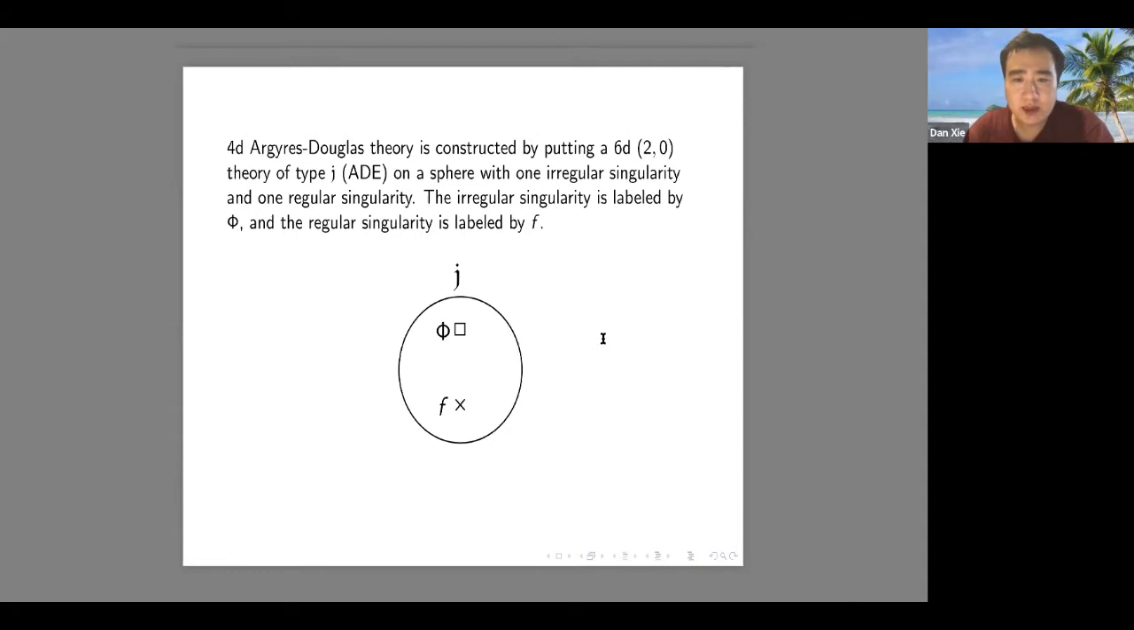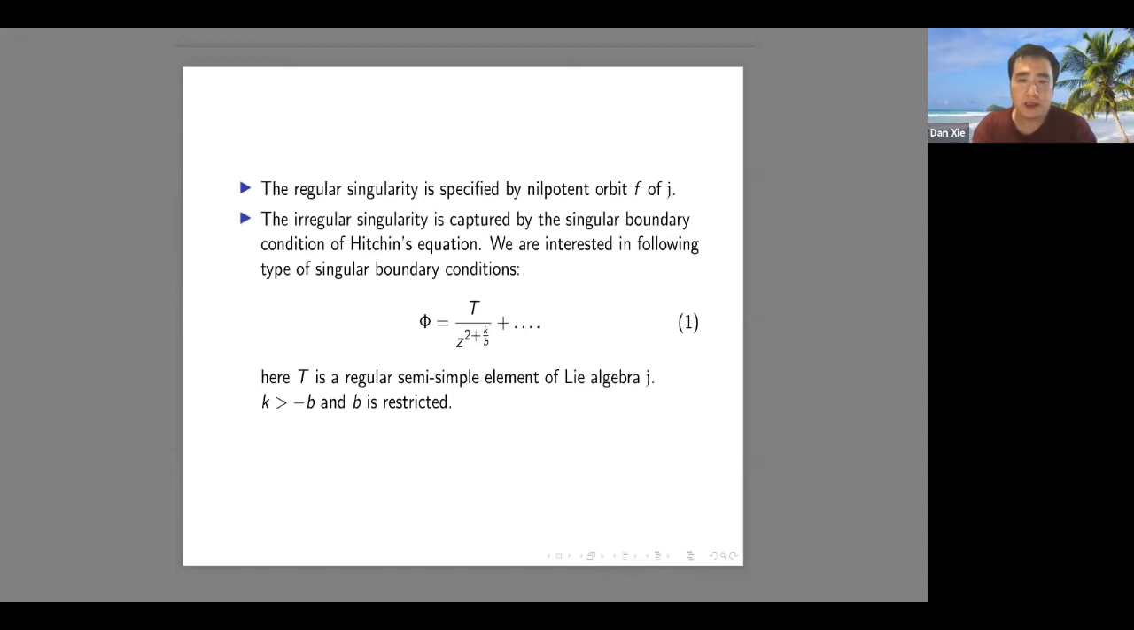In this construction, a four-dimensional theory is now labeled by these three data. The classification of those data, the regular and the irregular singularity, has been systematically studied. The regular singularity is specified by a nilpotent orbit of J equal to ADE. The irregular singularity is captured by the singular boundary condition of Hitchin's equation. So we're interested in the following type of singular boundary condition. Here, Φ is the holomorphic part of the Higgs field in Hitchin's equation, and its leading order takes this particular form.